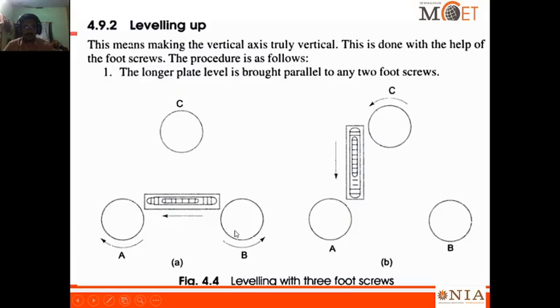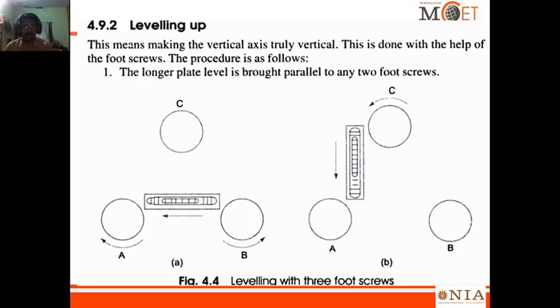These 2 foot screws, either we have to rotate inward or outward such that the bubble comes to the center. Then rotate the instrument perpendicular, so that it is parallel to the third foot screw. Adjust this foot screw either clockwise or anti-clockwise such that the bubble comes to the center. After that, please check again here. If not, after a small adjustment, check in all directions, then the bubble must be in center whenever you are taking the reading.